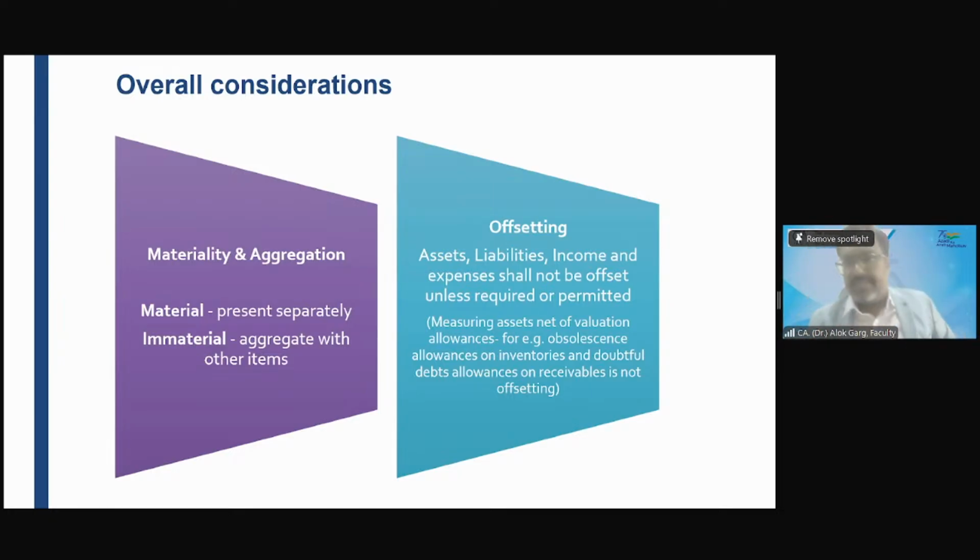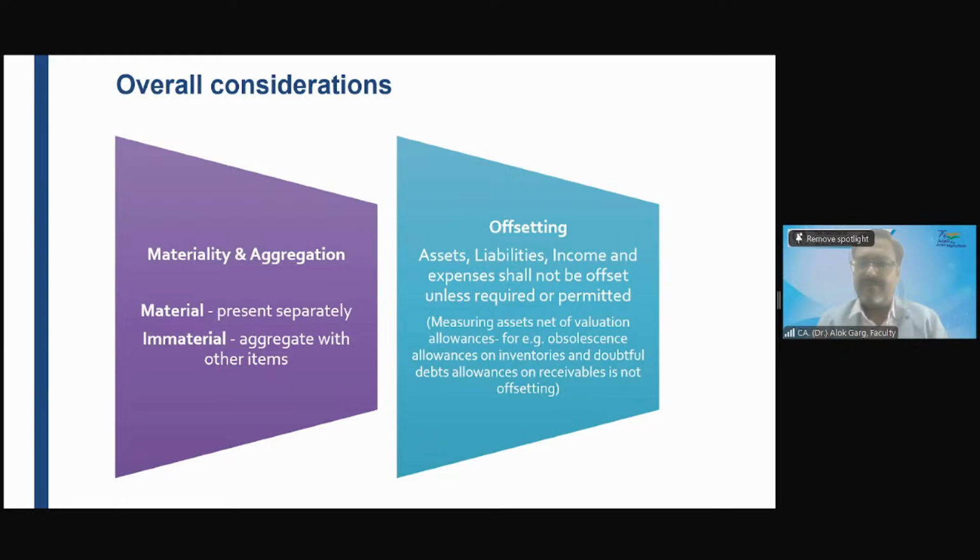Okay. Is that clear? So this is required to be offsetted when it is required by Ind AS. Second, Saminathan has given an example of deferred tax asset and deferred tax liability. Friends, when you are preparing your balance sheet, on few item deferred tax asset is created. On few item deferred tax liability is created.